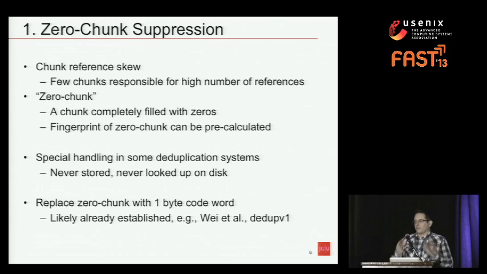This zero chunk has nice properties in that we can pre-calculate the fingerprint of this chunk and can use it. For example, in the DW1 deduplication system, the chunk is never stored on disk, it's never read from disk, and this fingerprint is never looked up in the chunk index. Also, we replace the zero chunk fingerprint with a special 1-byte code word, and already this reduces the size of the file recipe data. This approach may also be used by other systems as well.